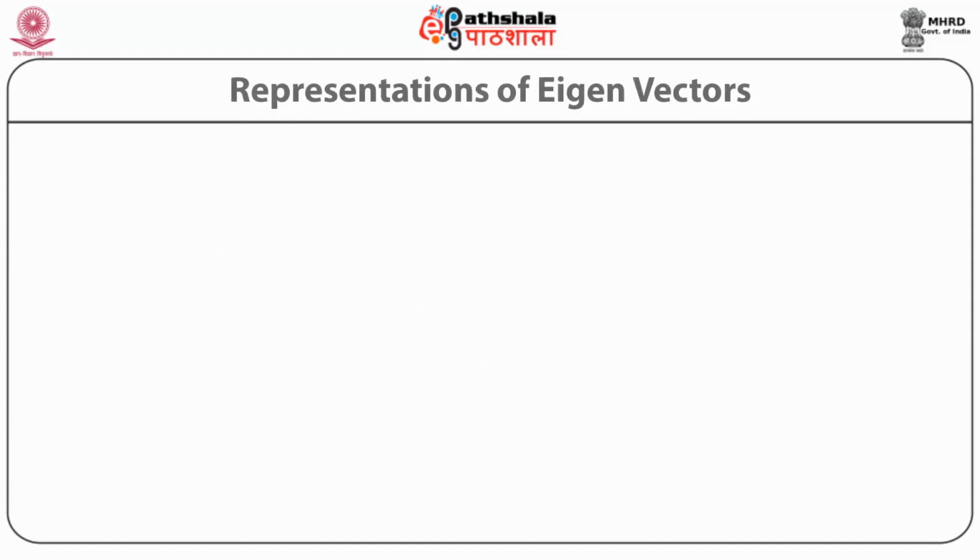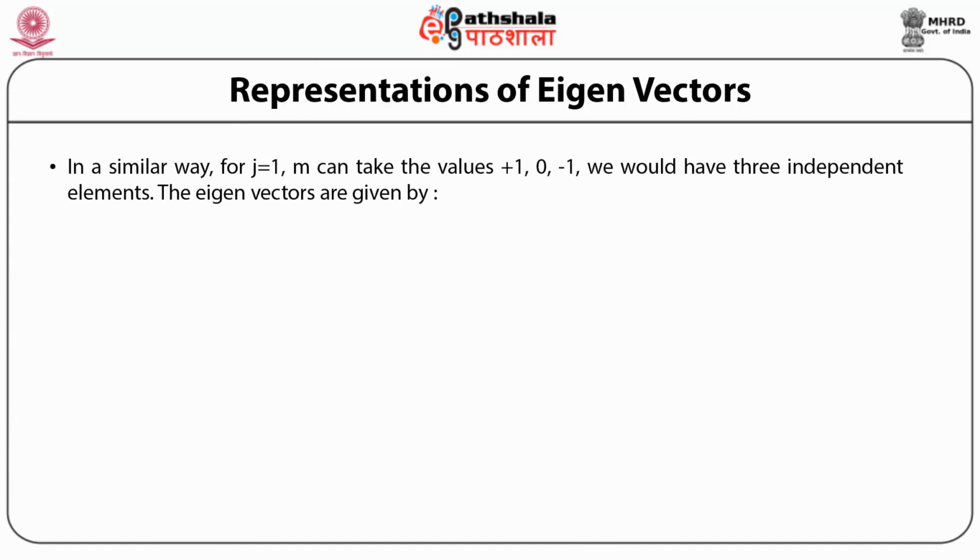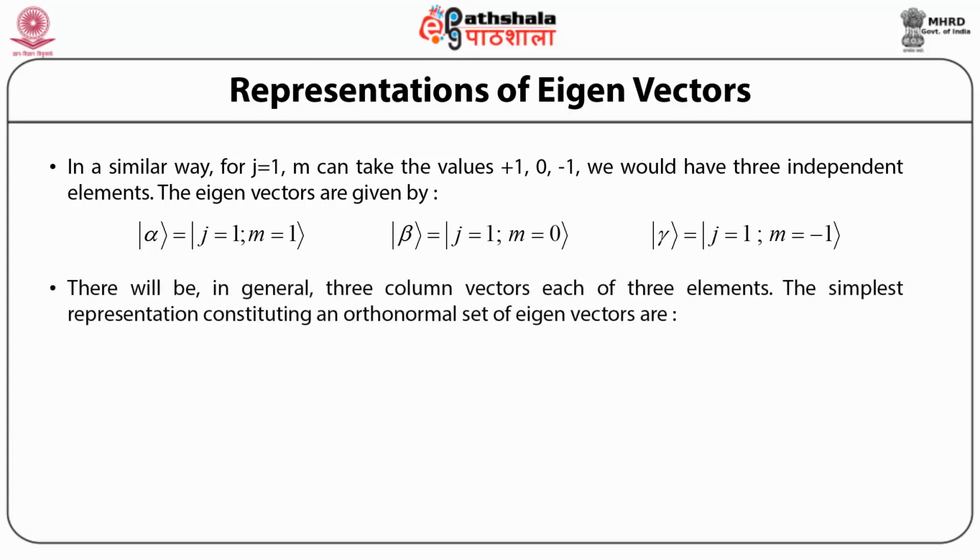In a similar way, for j is equal to 1, m can take the values plus 1, 0 and minus 1. Thus, we would have three independent elements. The eigenvectors are given by eigenvector alpha is equal to the basis vector defined by j is equal to 1 and m is equal to 1. Eigenvector beta is equal to the basis vector defined by j is equal to 1 and m is equal to 0. Eigenvector gamma is equal to the basis vector defined by j is equal to 1, m is equal to minus 1. There will be in general 3 column vectors with each of 3 elements.